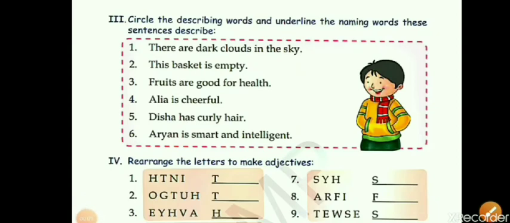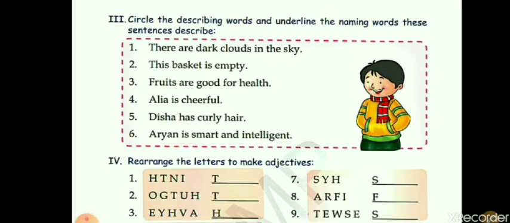Now children, coming to the third exercise. Circle the describing words and underline the naming words these sentences describe. As you can see, there are a few sentences given below. What you have to do is circle the describing word, the word that describes the noun, and underline the nouns.